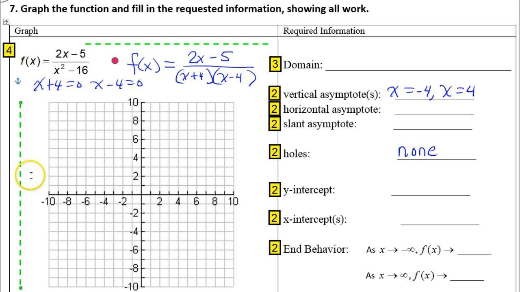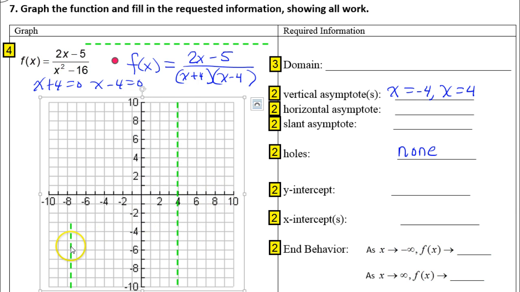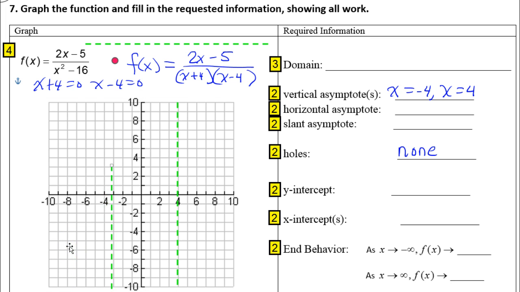All right, you should graph your asymptotes as a dotted line, of course. Okay, so I have one at positive 4. And I have one at negative 4. Okay, so those are the two vertical asymptotes.